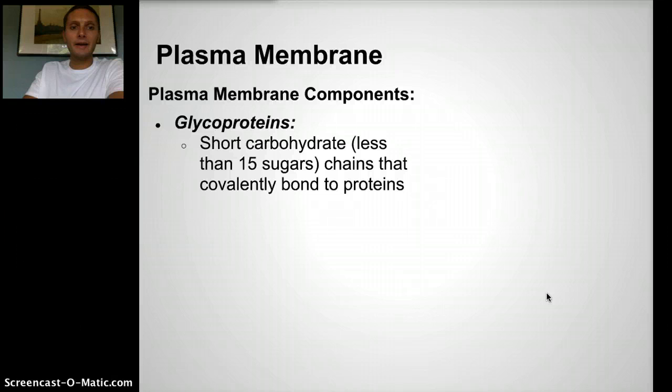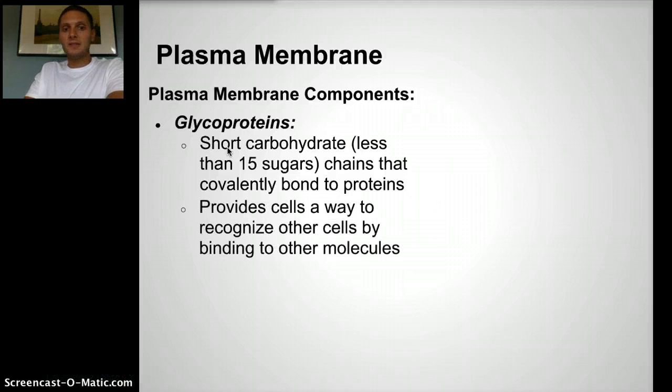We also see glycoproteins in the plasma membrane, and obviously there's going to be a protein component to this. The glyco portion refers to a short carbohydrate chain that's covalently bonded to the proteins. These often provide the cells a way to recognize other cells by binding to other molecules. So it acts like a communication network in the plasma membrane, and it allows cells to communicate with one another.